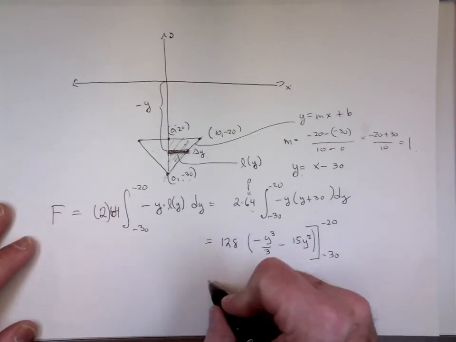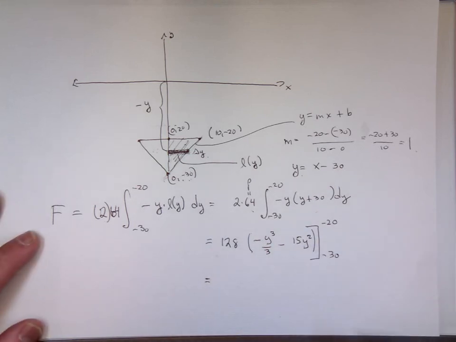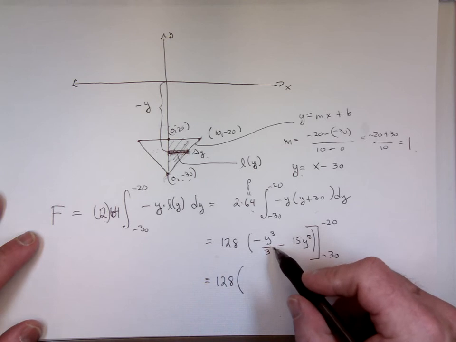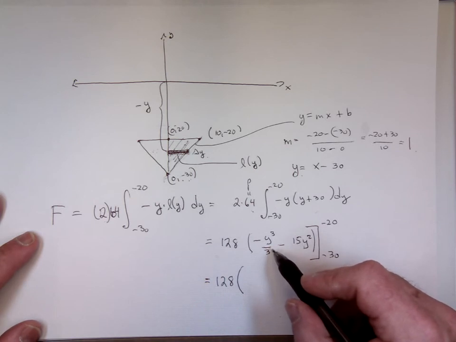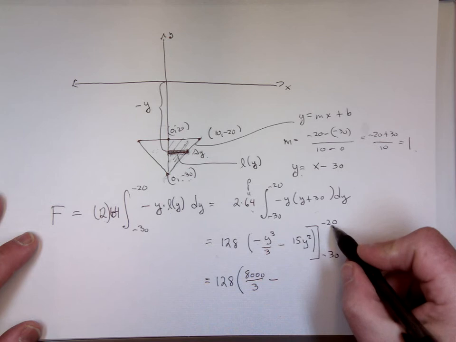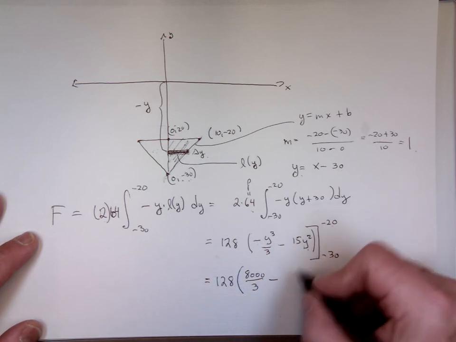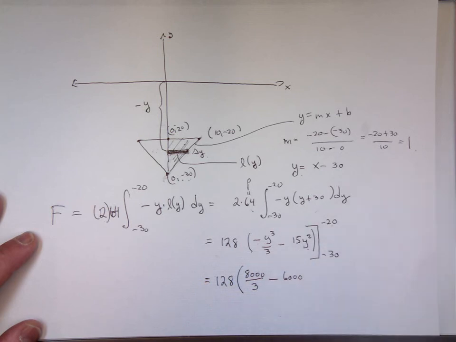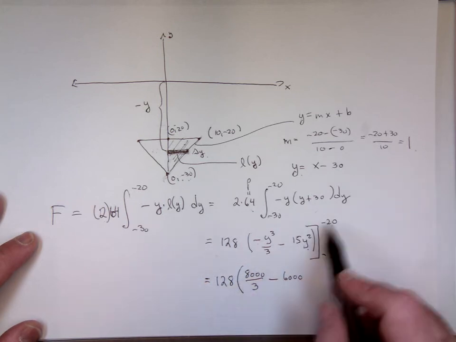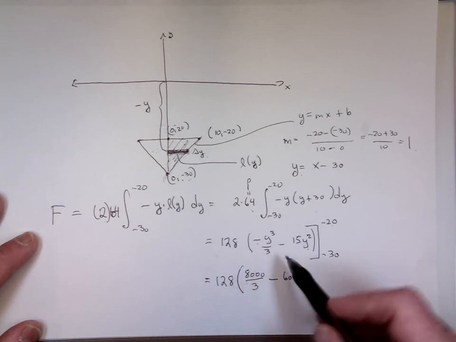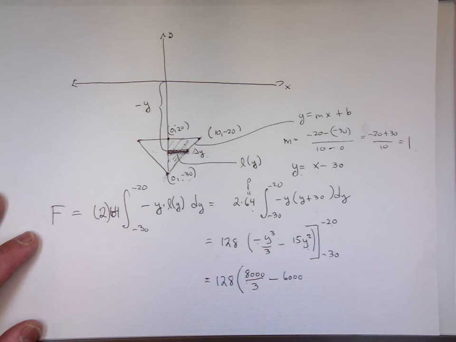So let's substitute here. We've got a negative 20 cubed. Negative 20 cubed is equal to negative 8,000. And it's negative, so you take the opposite of it, so it's positive 8,000. Minus. Negative 20 squared is 400, so it's minus 6,000. I think this is okay.